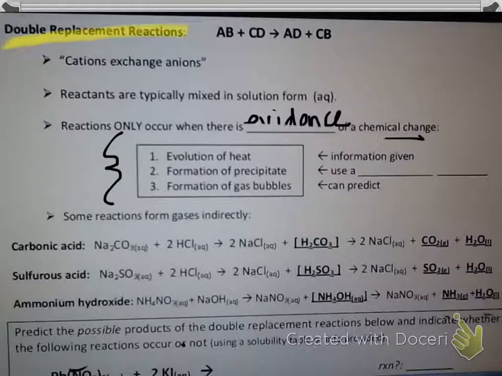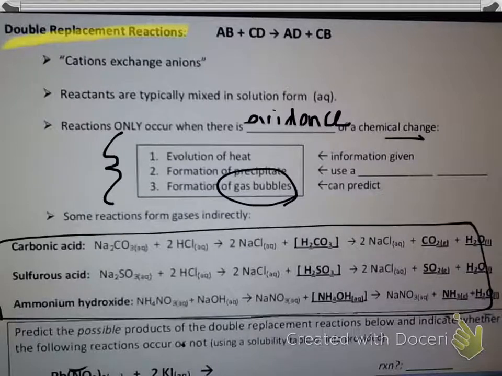And the third was, if you take 2 clear, transparent, maybe colored, maybe not, solutions, and you pour them together, and immediately the reaction starts to bubble, well, that's evidence of a chemical change. You have produced a gas in one of these 3 gas-forming reactions.